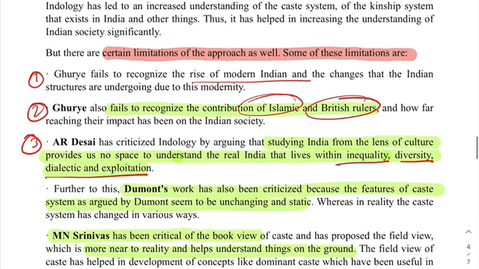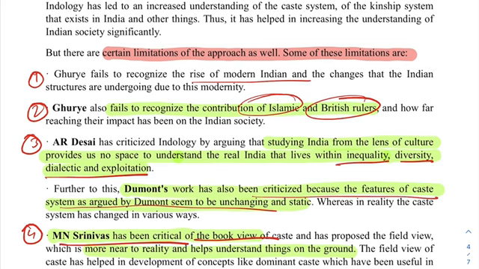Next, if we talk about Louis Dumont, Dumont has been criticized for appreciating the caste system, because Dumont said the caste system was quite functional to Indian society. So Dumont was criticized for his features of the caste system. In reality, the caste system is quite a different institution. There are lots of contradictions involved in the caste system, but Dumont gave a very ideal picture of the caste system.